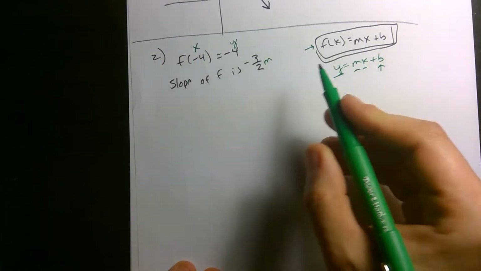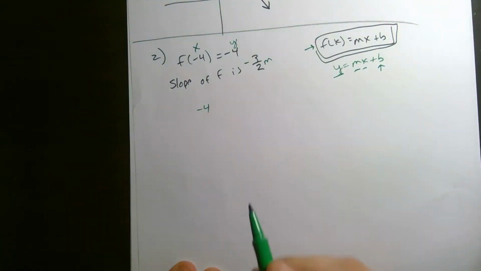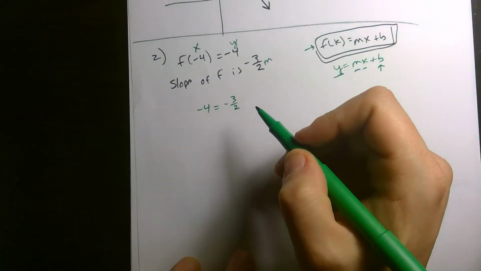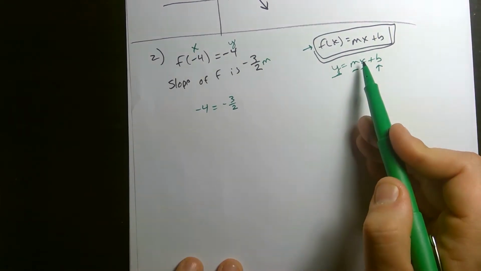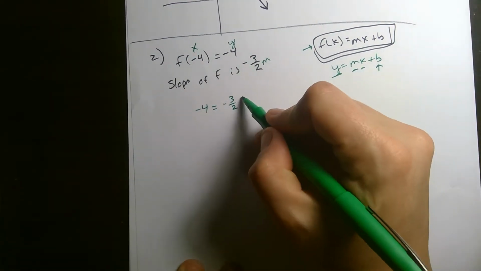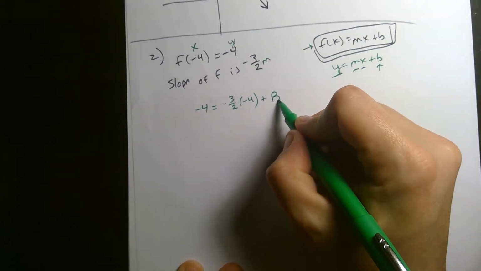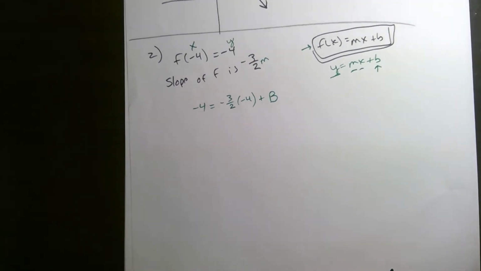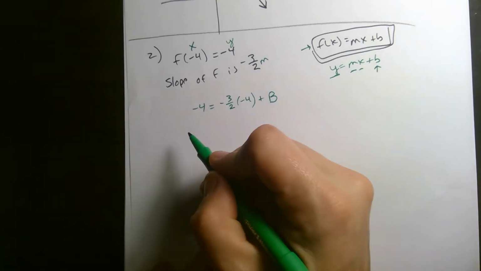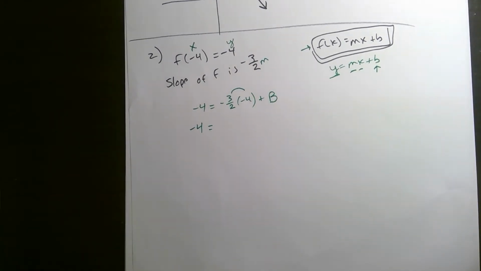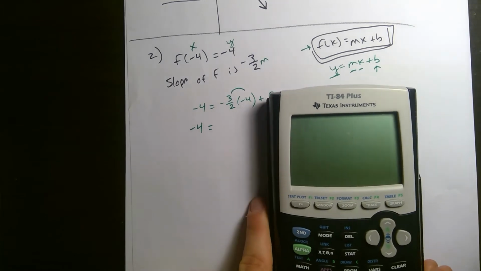So here's what I'll do. Instead of writing y, I'm going to write the y value, which is negative 4, equal sign. Instead of the letter m, I'm going to write negative 3/2, because I know that's the slope. Instead of this x value, I'm going to put times negative 4. Plus sign. B is what I don't know, so I'm going to write it as a capital B so that you don't think it's a 6. Here I have this equation, and I'm going to solve for B. I can do that pretty easily. Negative 4 is going to stay the same. I'm going to multiply these two together. I'm going to do that in my calculator just to show you, because I know it's been a while since we've had to use these.